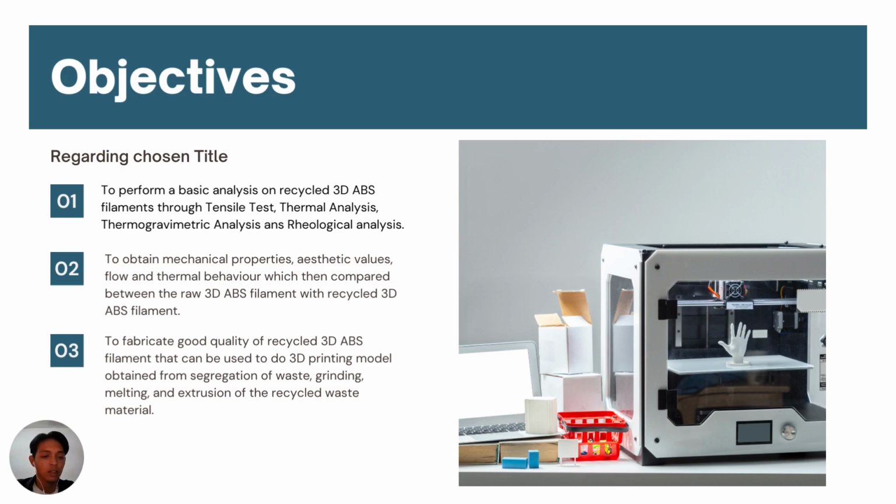The second one is to obtain mechanical properties, aesthetic values, flow, and thermal behavior, which are then compared between the raw 3D ABS filament and the recycled one. And lastly is to fabricate good quality recycled 3D ABS filament that can be used for 3D printing models, obtained from segregation of waste, grinding, melting, and extrusion of the recycled waste material.